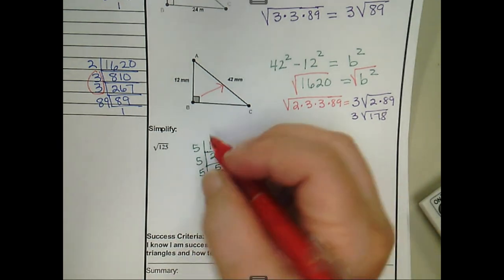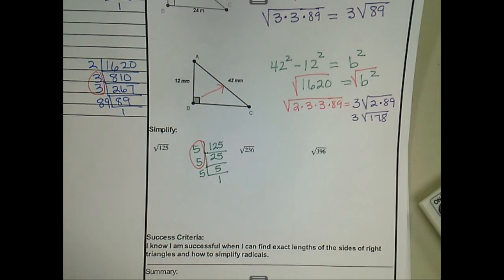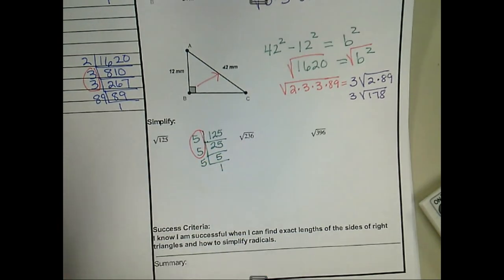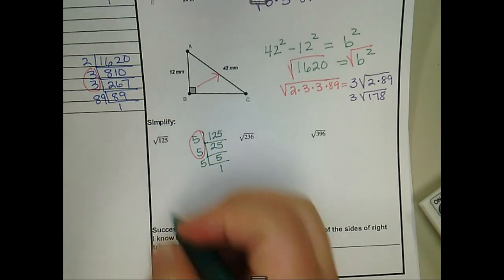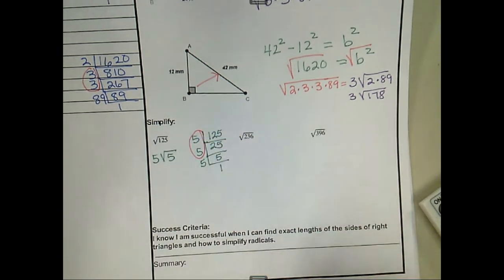I am looking for those pairs. So this is 5 square root of 5. I pair up what I can. Whatever is not paired up is left underneath. Okay, pause the video and see if you can do the last 2 on your own.